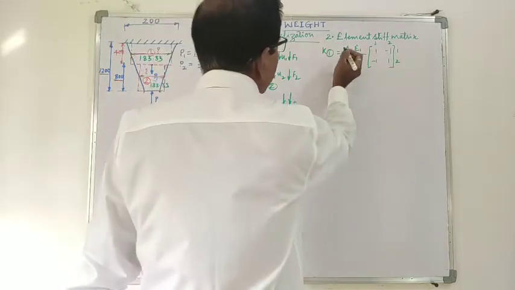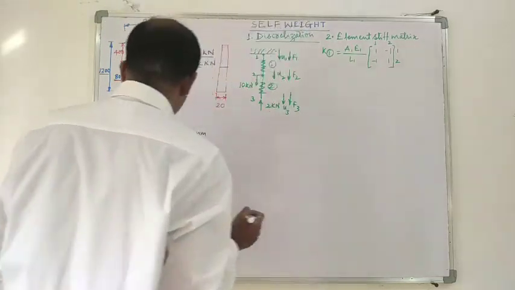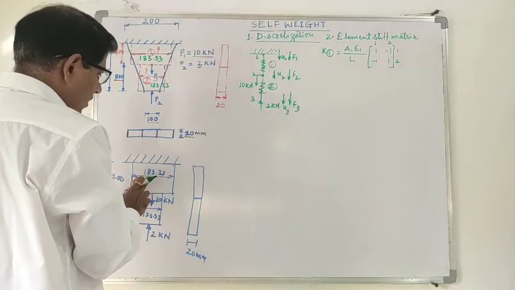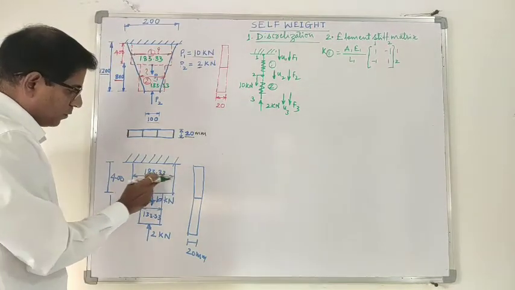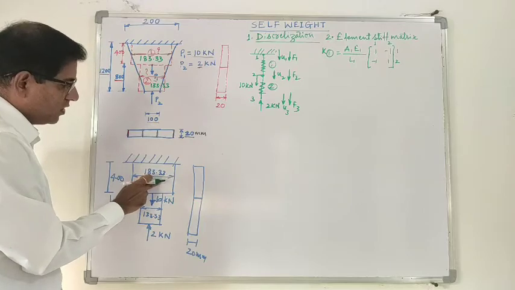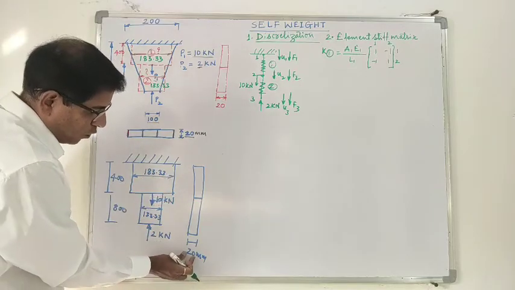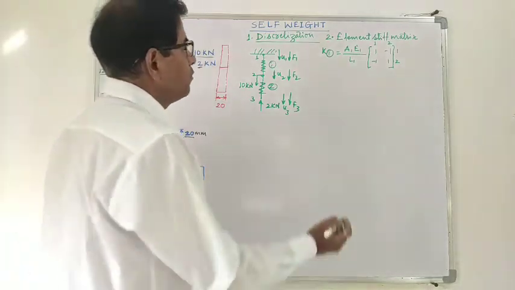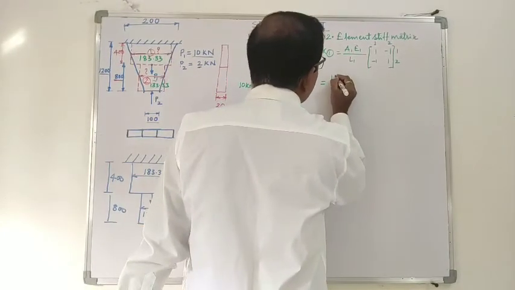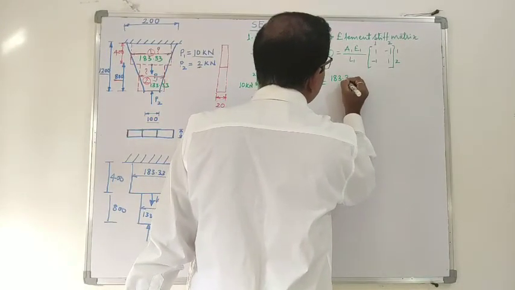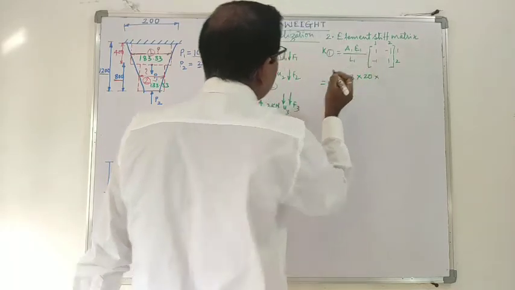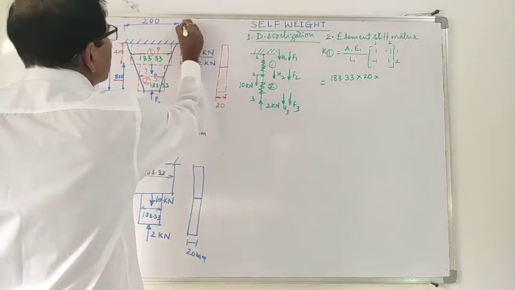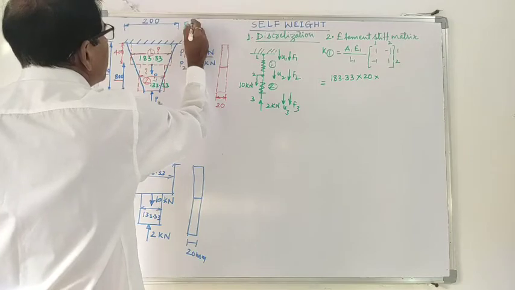Okay. Now A1. Now what is A1? A1 is nothing but the cross-sectional area of this step, which is rectangular. So 183.33 into thickness, which is 20. So 183.33 multiplied by 20. E value in this problem is given.